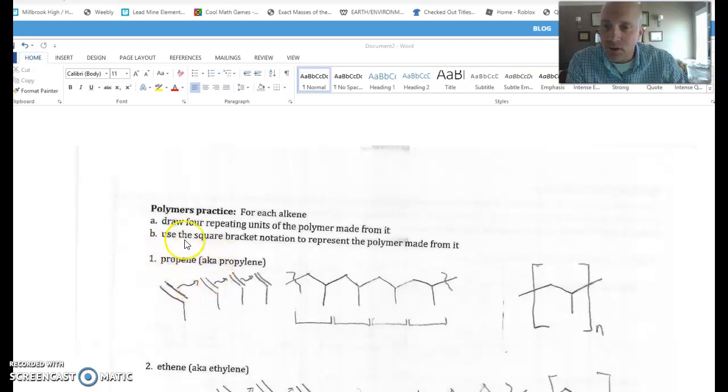Okay, in this video I'm going to go over the solutions to the polymers practice. All right, so for the first question, it asks you to do two things. First of all, draw 4 repeating units of the polymer made from a particular alkene, and then give the square bracket notation to represent the polymer made from it. All right, so the first one is propene, which is actually more commonly referred to as propylene.